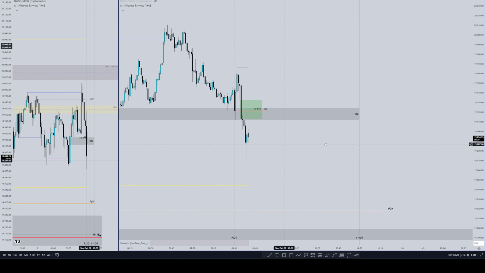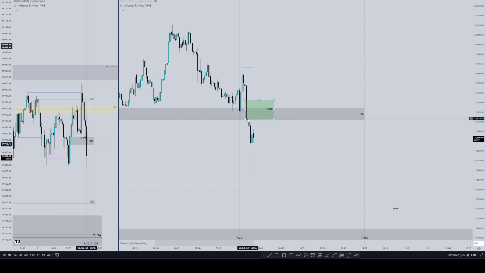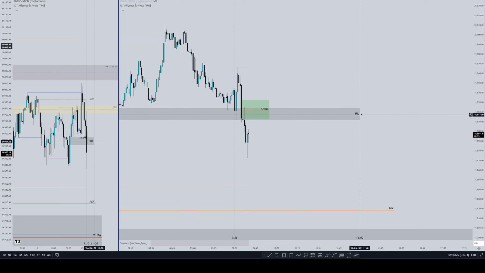So far we're holding bearish PD arrays here. We've got this first presentation tapped up into the inefficiency, holding this 15-minute IRL.